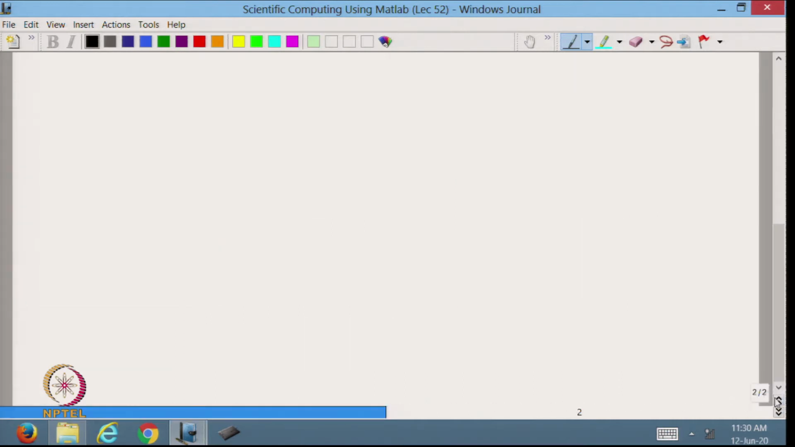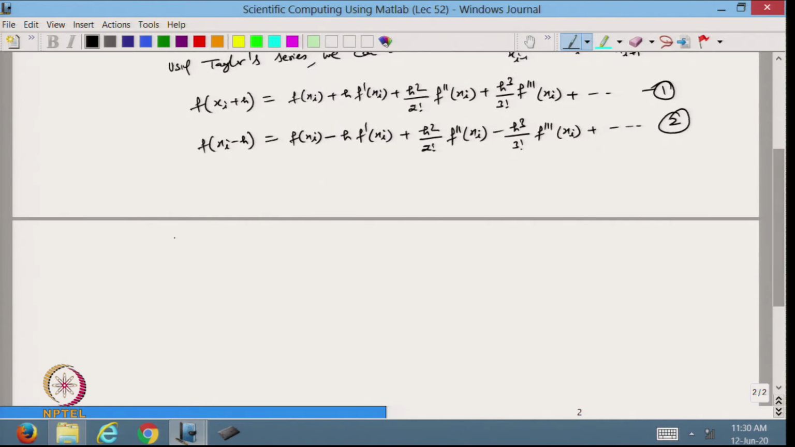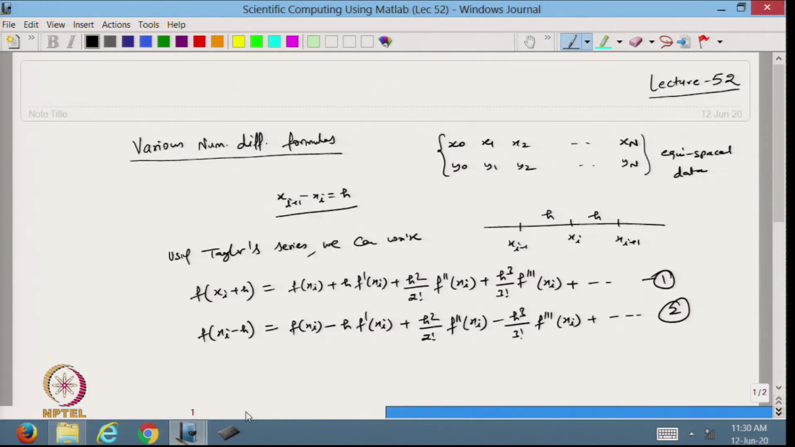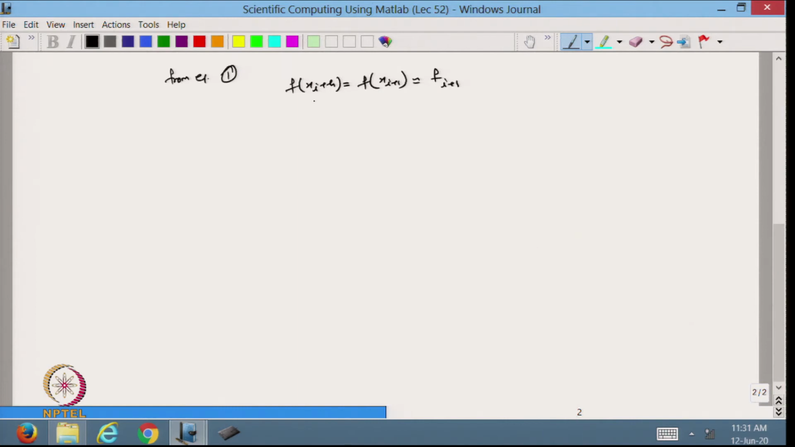Now I want to write the forward. So from equation 1 I know that this f xi plus h is equal to f at xi plus 1. So this is equal to f i plus 1. So if I write y, I can write yi plus 1 equal to f i plus 1. Similarly yi, at the nodal points, yi is equal to f xi.